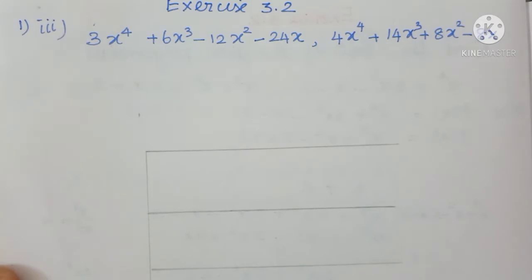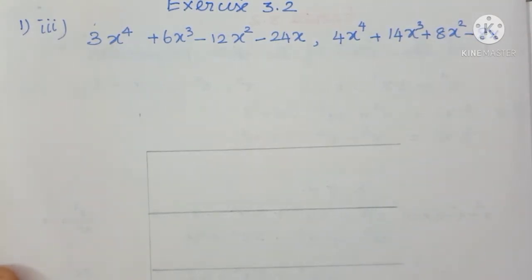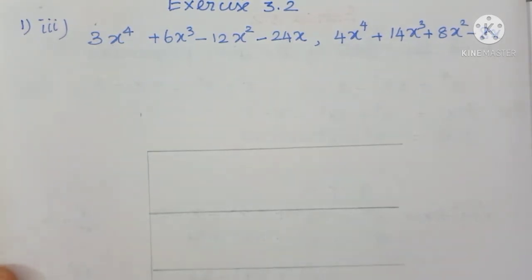Hello students, now in algebra Ex3.2 first Roman third sum we are going to see. So till the first sum and second sum you got same idea. In both the sums we use the same concept: we took the highest power as dividend, lowest power as divisor. So both are easy to differentiate.